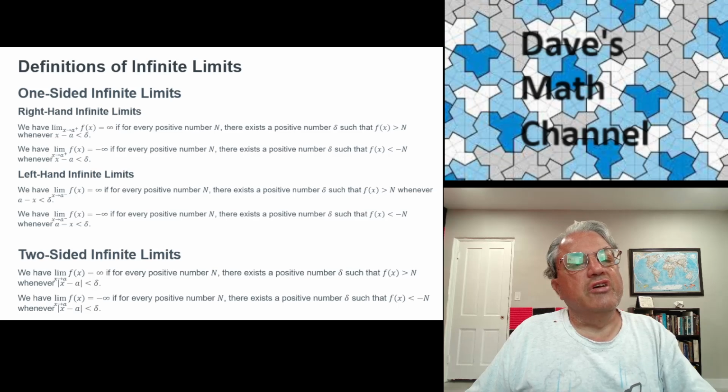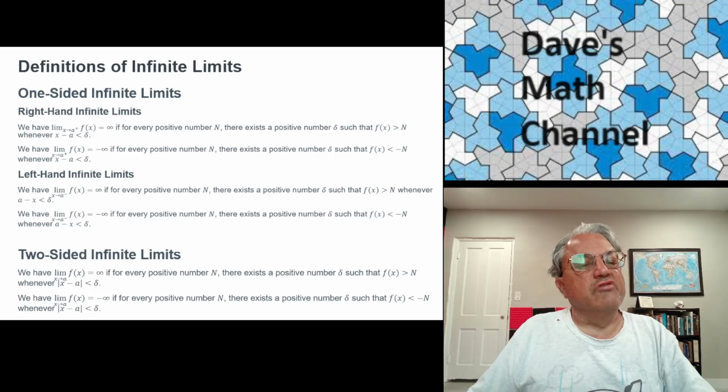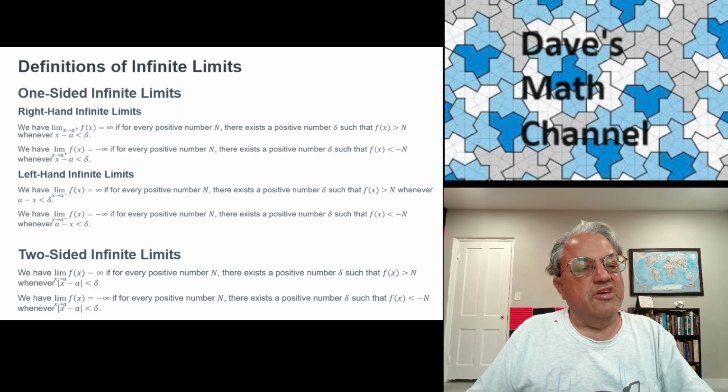Anyway, I might have written this down wrong. Oh no, actually, we have the limit as x goes to minus infinity. So we have two right-handed infinite limits. Remember, there's the limit that goes to plus infinity, and there's the one that goes to minus infinity. Exactly the same definition, except that the function has to be less than minus n instead of greater than n. And then we have the same kind of thing for left-handed infinite limits. We're just approaching a from below this time.